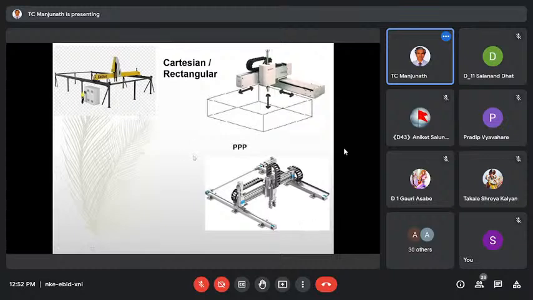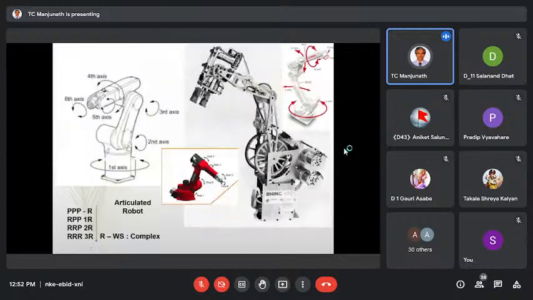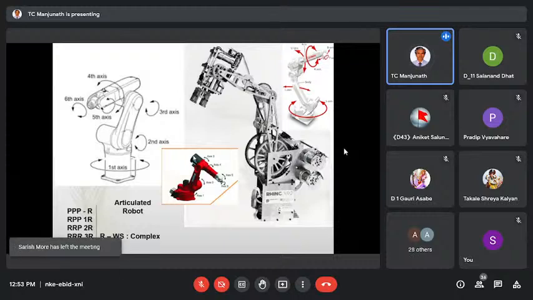As I already told you, there are three types of robots: a Cartesian coordinate robot, rectangular coordinate robot, and the polar coordinate robot. Here you can see an articulated robot in which there are three joints: the base, shoulder, and elbow. For each and every joint, a motor is put and controlled. Articulated robot means all the joints are rotary in nature, just like a motor. A Cartesian coordinate robot has XYZ coordinates.